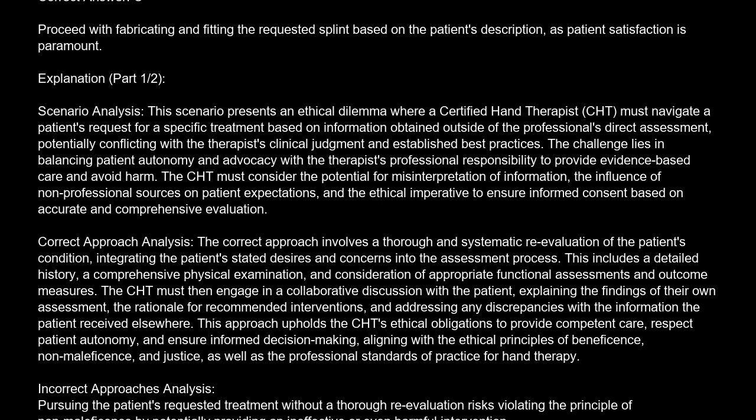The CHT must then engage in a collaborative discussion with the patient, explaining the findings of their own assessment, the rationale for recommended interventions, and addressing any discrepancies with the information the patient received elsewhere. This approach upholds the CHT's ethical obligations to provide competent care, respect patient autonomy, and ensure informed decision-making, aligning with the ethical principles of beneficence, non-maleficence, and justice, as well as the professional standards of practice for hand therapy.